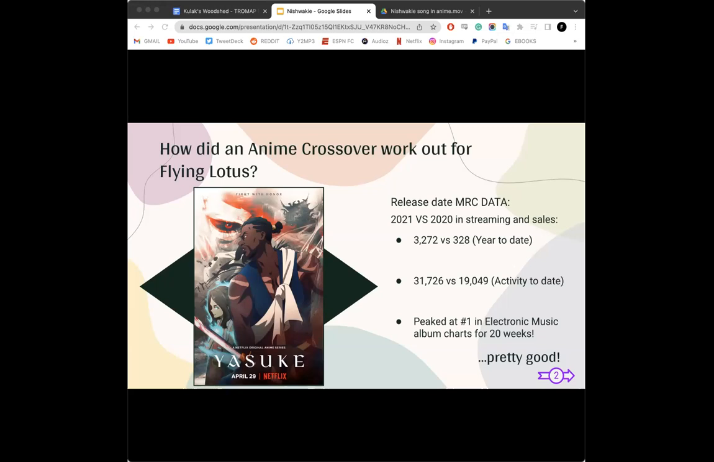So how did anime crossover work out for Flying Lotus? The Yasuke album was released in 2021 and increased dramatically in sales and streaming compared to his non-anime album from 2020. Nishwaki, you can also become an in-house producer and collaborate on an anime series similar to Flying Lotus project Yasuke. This opportunity will allow you to increase revenue streams due to the growing market of anime.